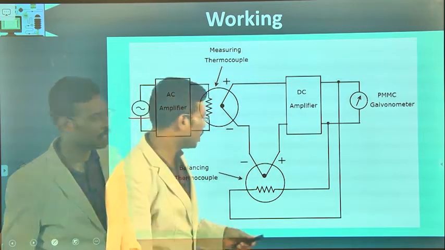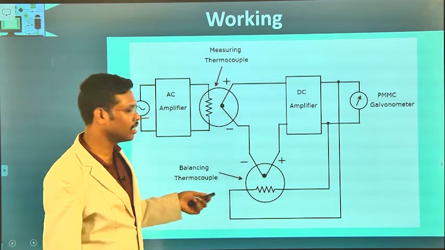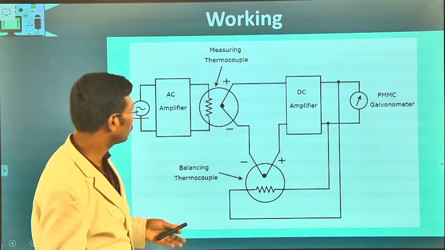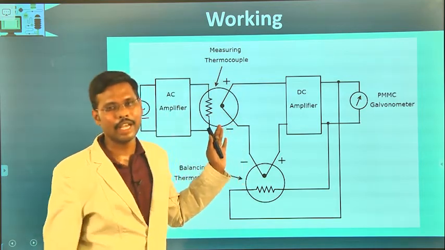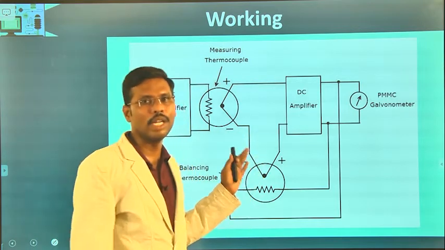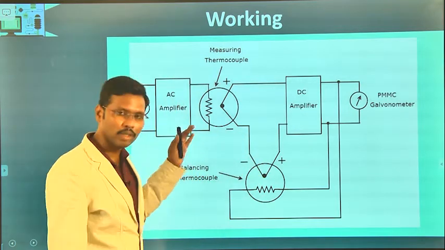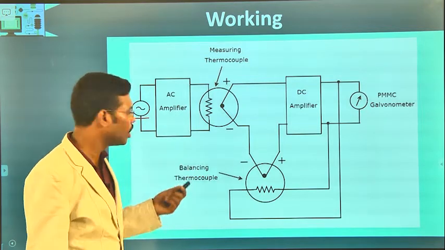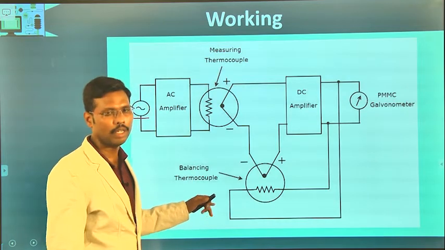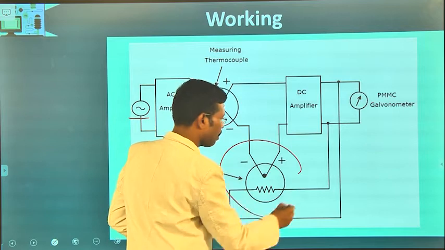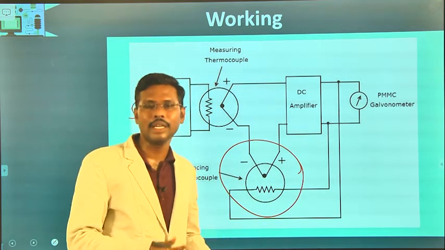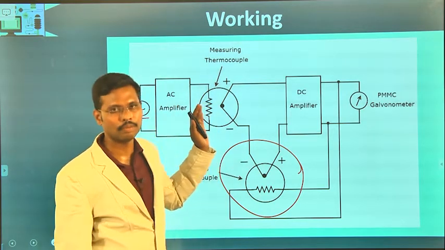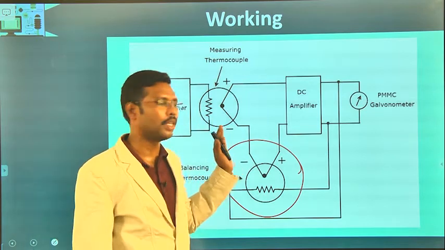the PMMC meter. And before that, we also have a balancing thermocouple over here. So, what is the need of this balancing thermocouple? Let us see. We know a thermocouple has non-linearity. Thermocouple is non-linear in nature. So, this non-linearity may affect the measurement of this input signal. So, to eliminate the effect of these non-linearities, we have one more balancing thermocouple over here. The purpose of this balancing thermocouple is to eliminate the non-linear effects of this measuring thermocouple. So, we will see how it will happen.